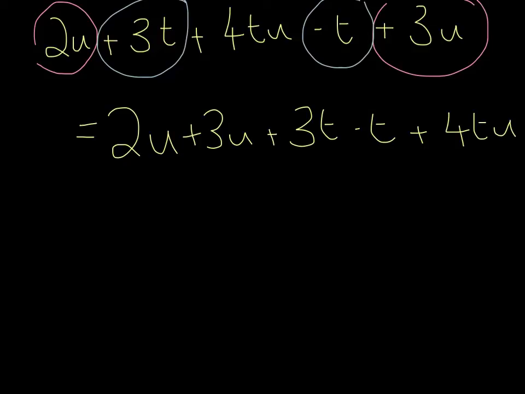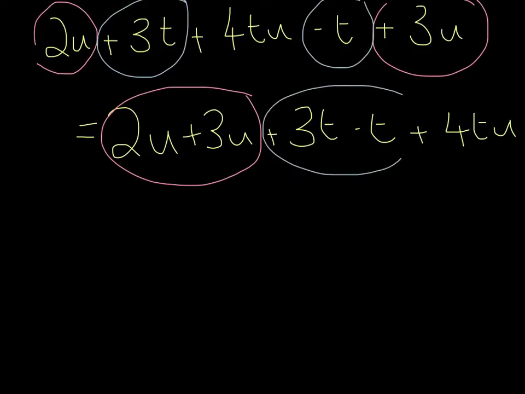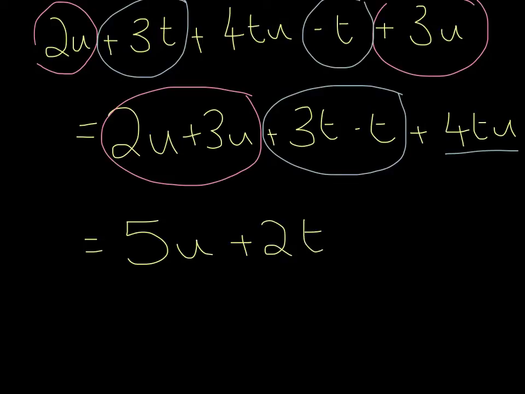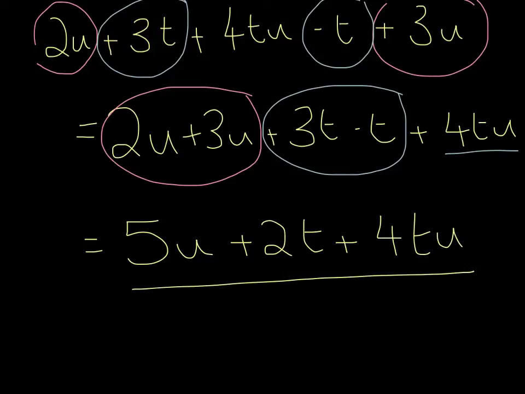Let's check that our like expressions are together. There's the u's together. There's the t's together. And this one, just hanging on the end, can't be bunched with either of the others. So we're going to simplify our expression. 2u plus 3u is 5u. 3t minus 1t leaves me with a positive 2t. And we can't bunch the last guy, so he just hangs on the end there. That's our final expression.